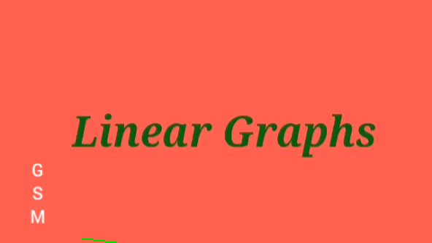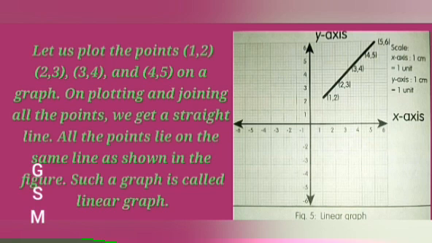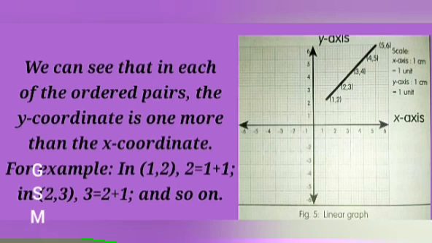Next, linear graphs. Let us plot the points (1, 2), (2, 3), (3, 4) and (4, 5) on a graph. On plotting the graph and joining all the points, we get a straight line as shown in the figure. All the points lie on the same line. Such a graph is called a linear graph.